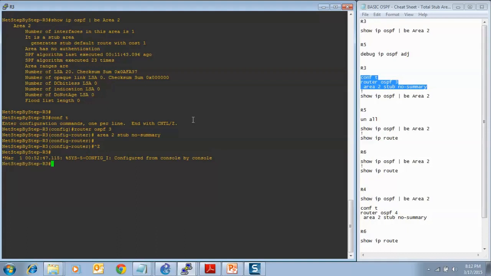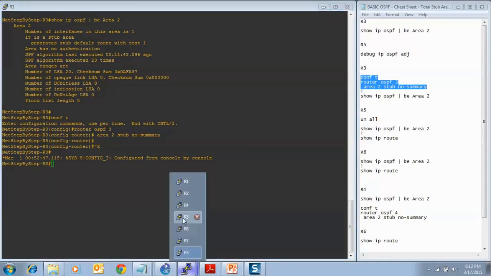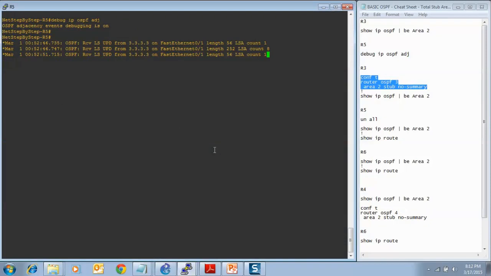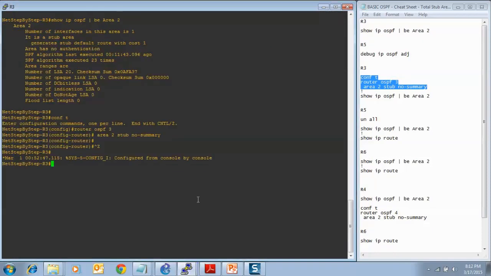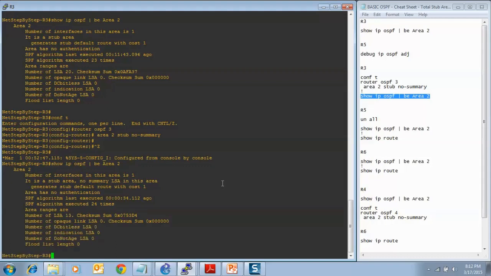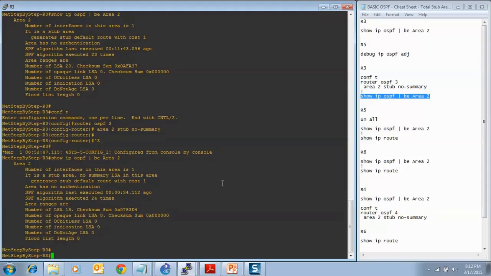Moving over to router 5, from the debug output, I see LSA updates from router 3. Moving over to router 3, now I am utilizing again show command show IP OSPF pipe begin area 2 to see what has changed. From the output, I see that area 2 is a stub area with no summary updates on this area.